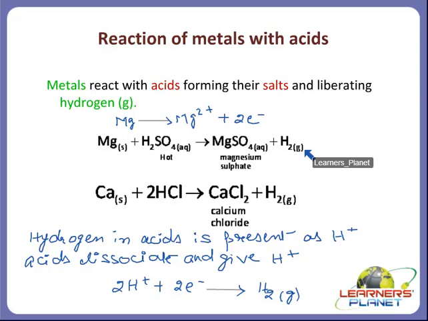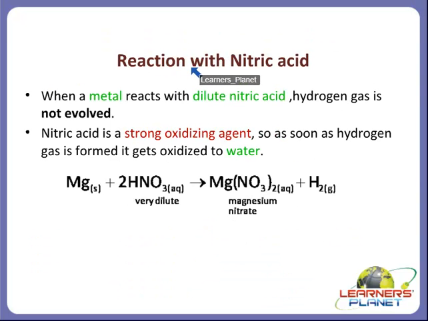Now here there is reaction with nitric acid. When a metal reacts with nitric acid, it can be dilute or it can be concentrated. Hydrogen gas is not evolved. Now what is the reason behind this? What I told you was that metals give out electrons, forming electropositive ions. Those electrons are accepted by hydrogen ion and hydrogen is thus evolved as hydrogen gas.